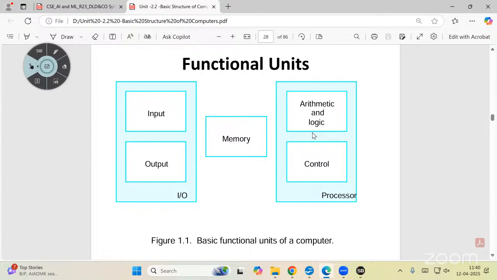Then ALU, the arithmetic logic unit. What is the purpose of the arithmetic logic unit? It can perform the arithmetic operations and the logical operations that will provide the output to the users. Okay, so that is ALU, arithmetic logic unit, and control unit. The control unit controls the processor. That is, control unit means reading the data or writing the data.